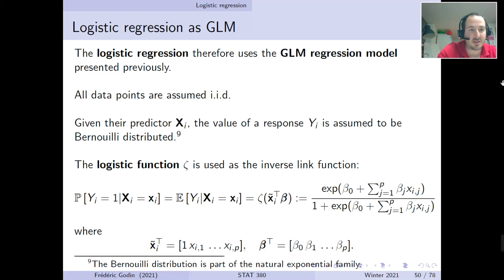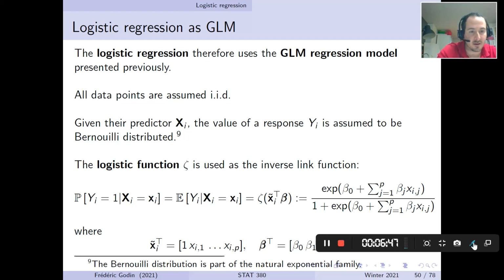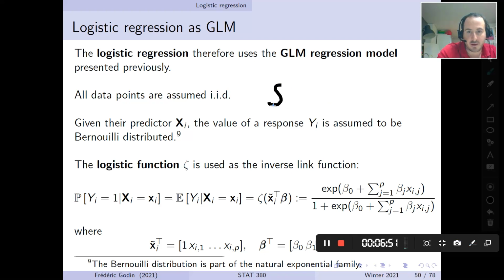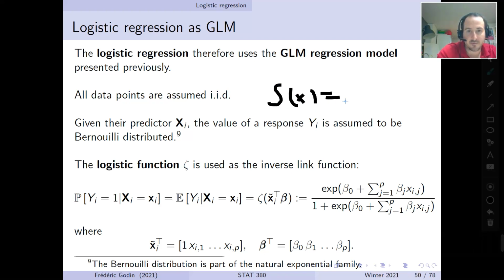Let's write the logistic function here: the exponential of x, divided by 1 plus that exponential.